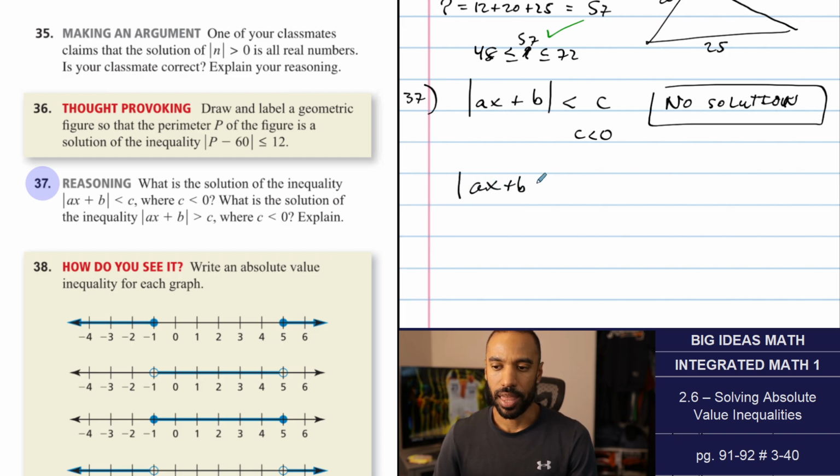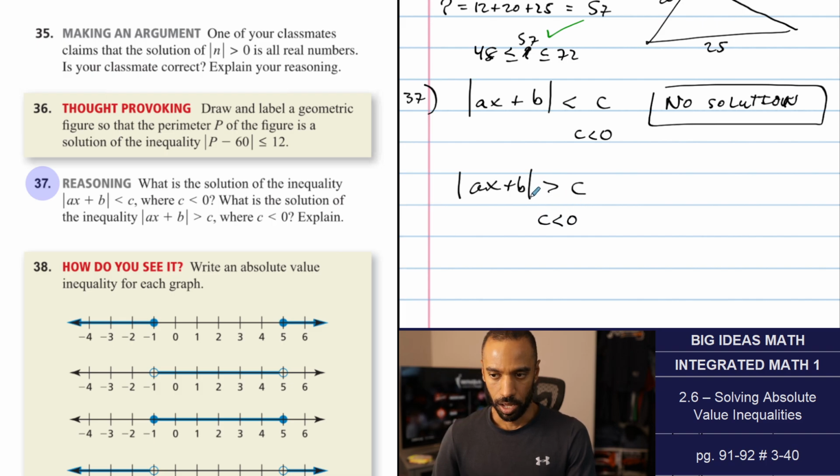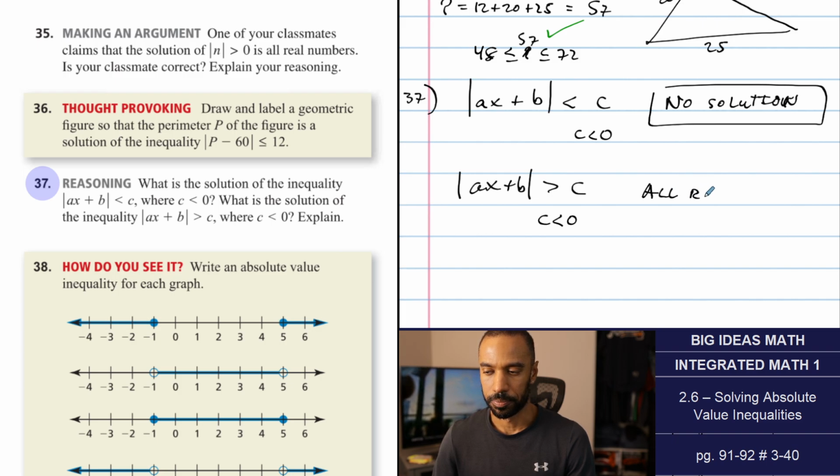Where it's greater than c, where c is less than 0. Greater than a negative number, that'll be an all real numbers case. Okay, that's all we have to put. I thought we had to do some more math and solving.